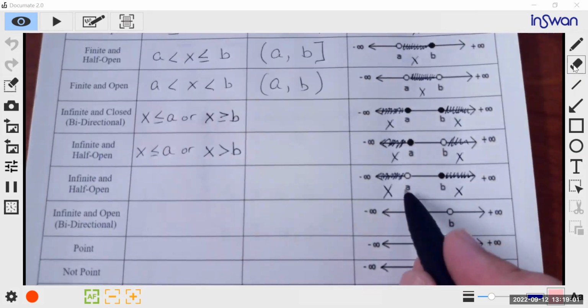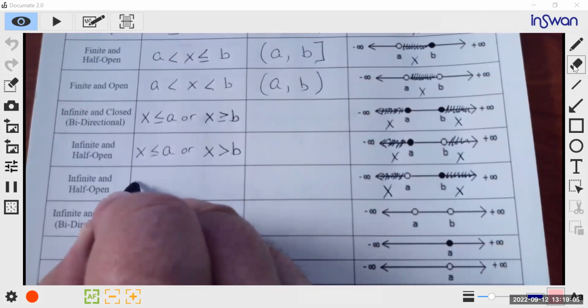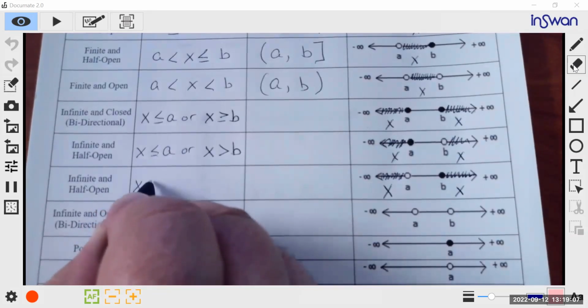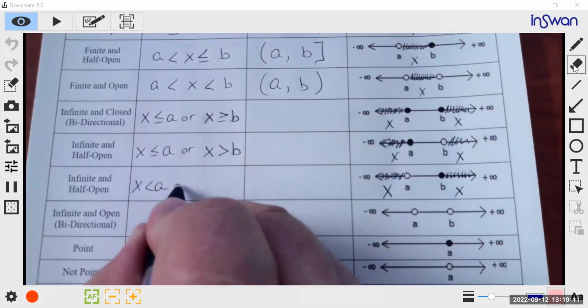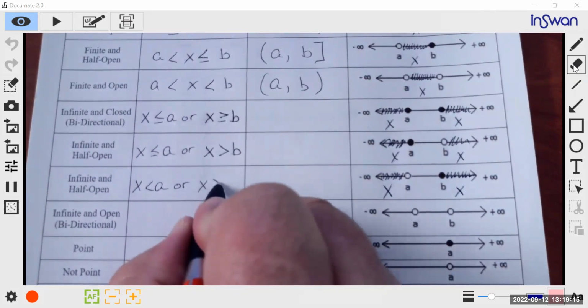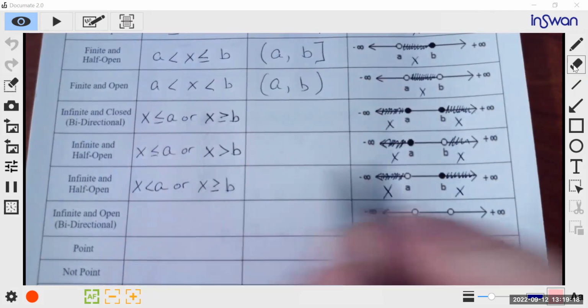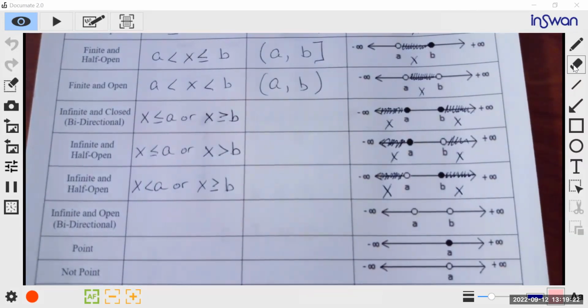And the next one? How would you put that one? X is less than A. Yeah, strictly, because it cannot include it. Or greater than or equal to B. Because remember, since X is to the right of B, it means it's greater than.